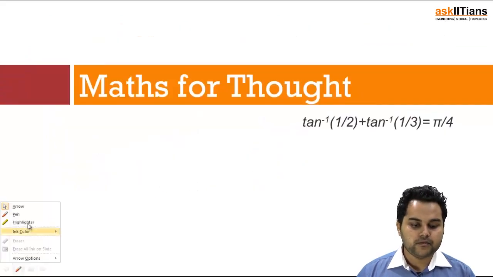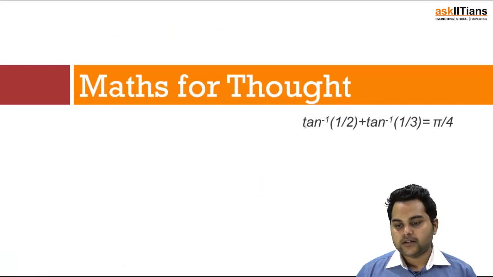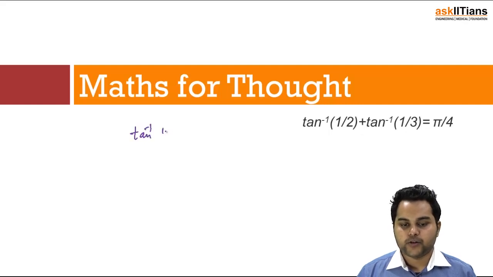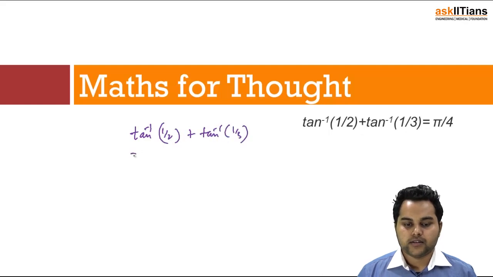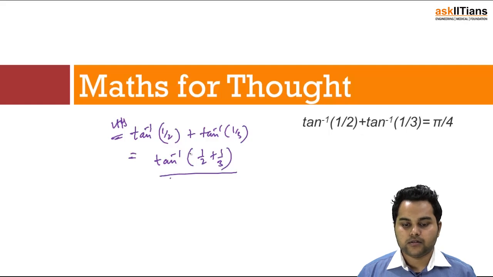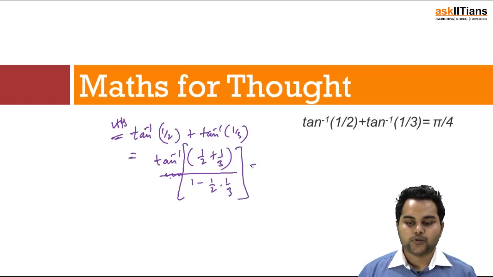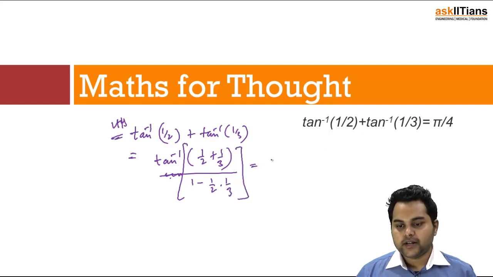Now have some fun. Tan inverse of 1 by 2 plus tan inverse of 1 by 3 is pi by 4. If I have tan inverse of 1 by 2 plus tan inverse of 1 by 3, let's solve it. That's the LHS. I will have tan inverse of, 1 by 2 plus 1 by 3 whole over 1 minus 1 by 2 times 1 by 3. Please solve it and you will get pi by 4.